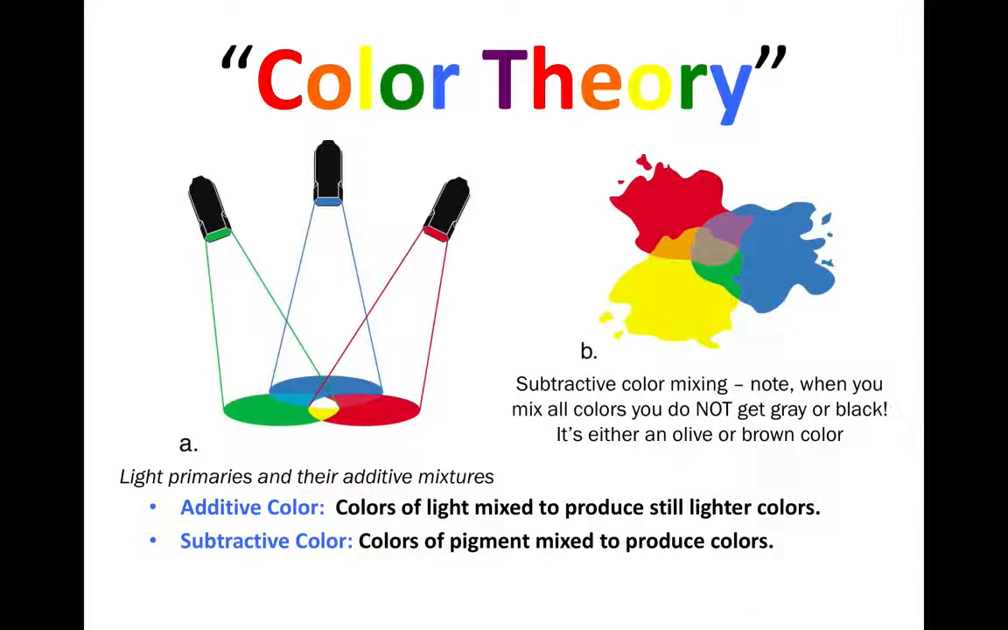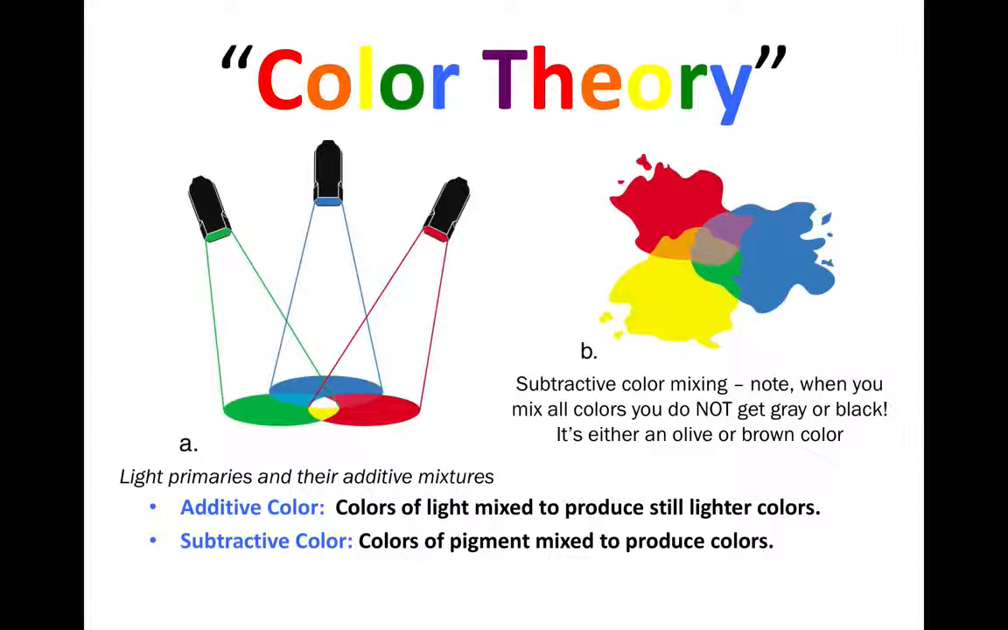So, overall, with color theory in this class, we're breaking it into two main groups. One is additive color, seen in the example as A: colors of light mixed to produce still lighter colors. So we can think of theater and theatrical productions using light on the stage. Then we see B up the side, and that's subtractive color, and those are colors of pigments mixed to produce other colors.